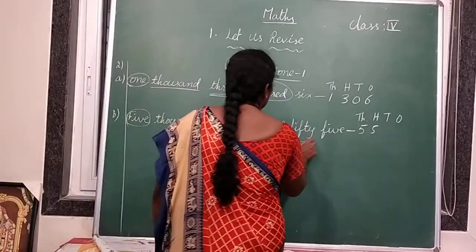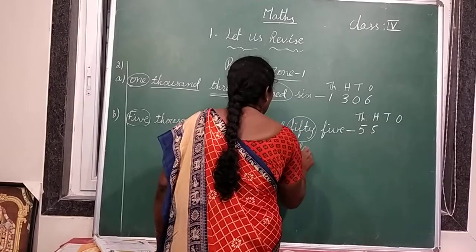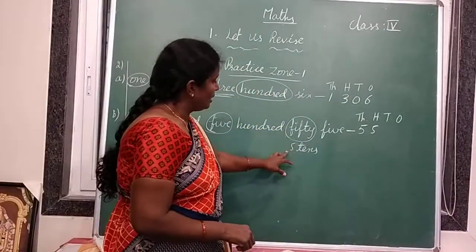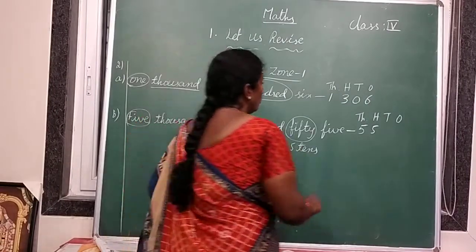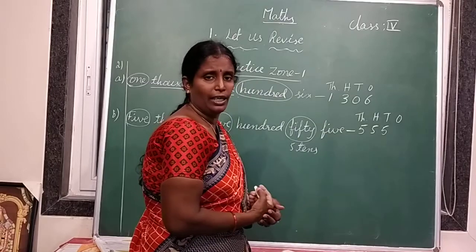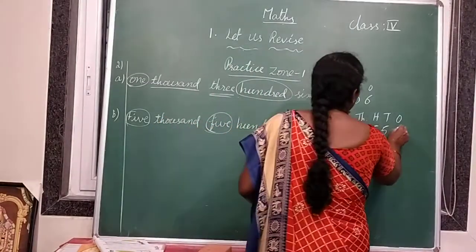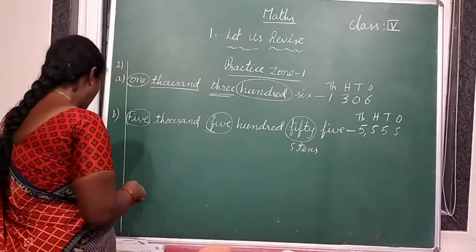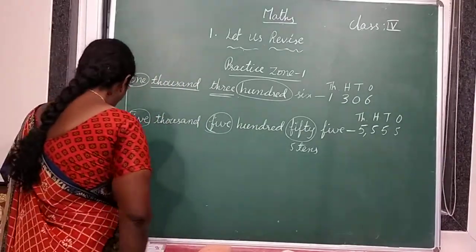Yes. How many tens are there? 50 is nothing but 5 tens. So 5 under tens place. And how many ones are there? 5 ones. It is nothing but 5555. Similarly, go for the third one.